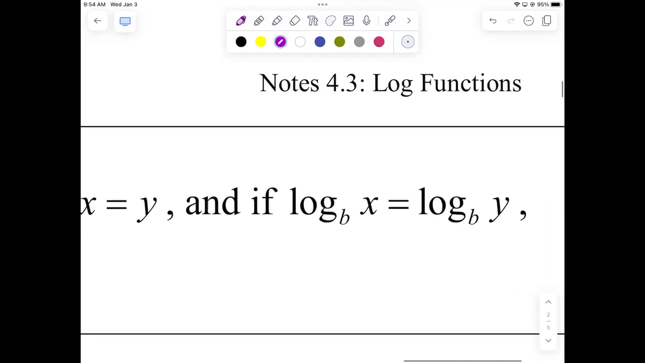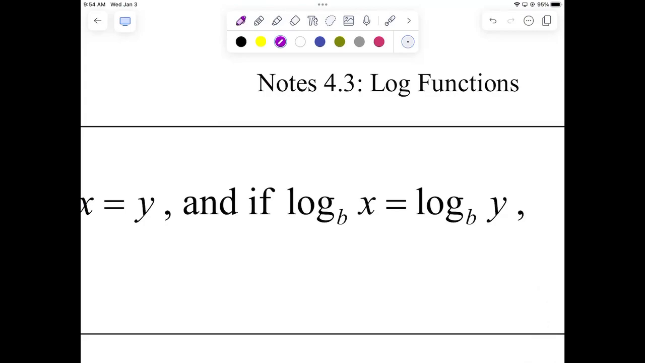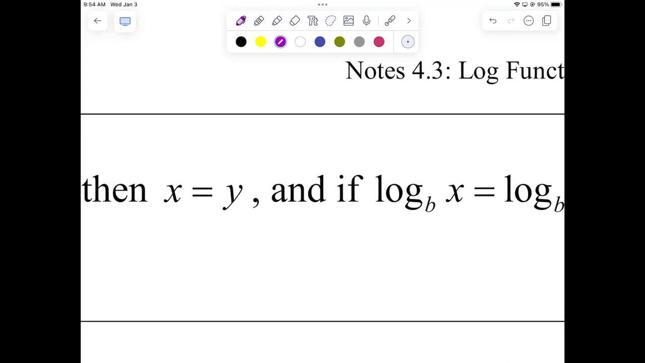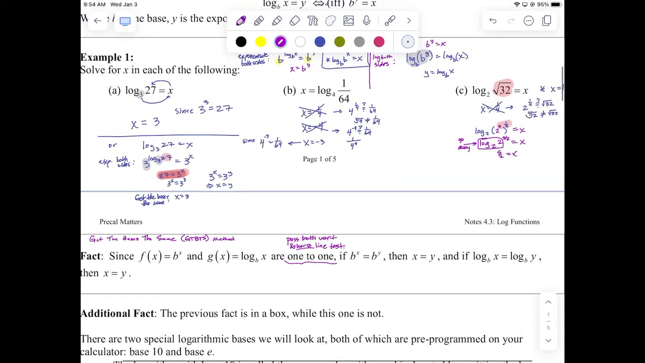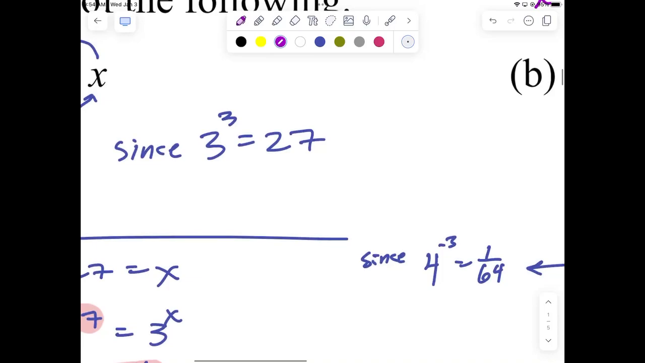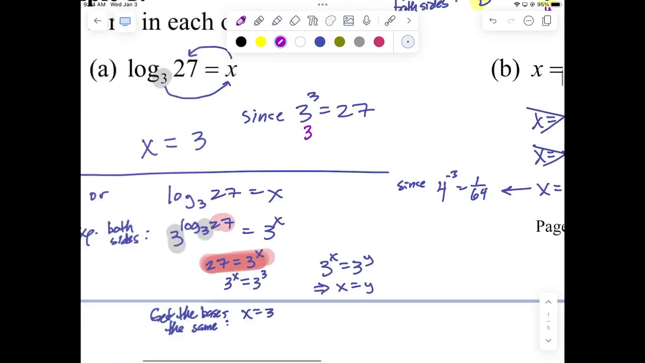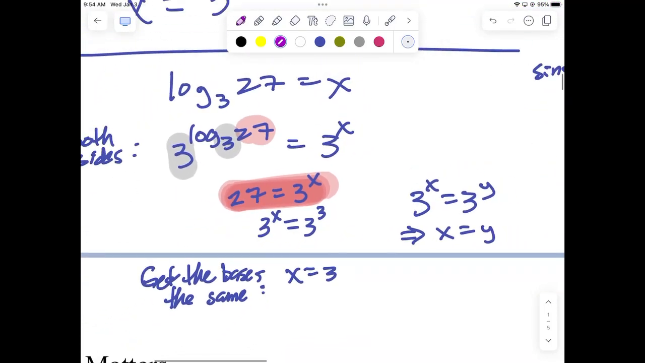Okay. Same thing if you have logs. If you have log base b of x equals log base b of y, that means that x has to equal y because they're 1 to 1. So you get the bases the same. Okay. That's what we did right here. 3 to the 3rd equals 27, or right here, actually. 27 equals 3 to the x. We did 3 to the 3rd equals 3 to the x. Therefore, x has to equal 3.